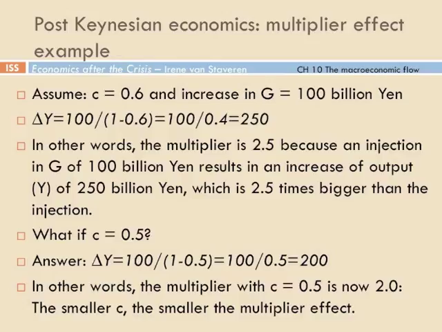The injection initially was 100 billion, but the total effect on the economy, on output, is 250 billion yen. Now suppose that the propensity to consume is smaller, not 0.6 but 0.5. Go through the example yourself and find out what the difference is for the multiplier.